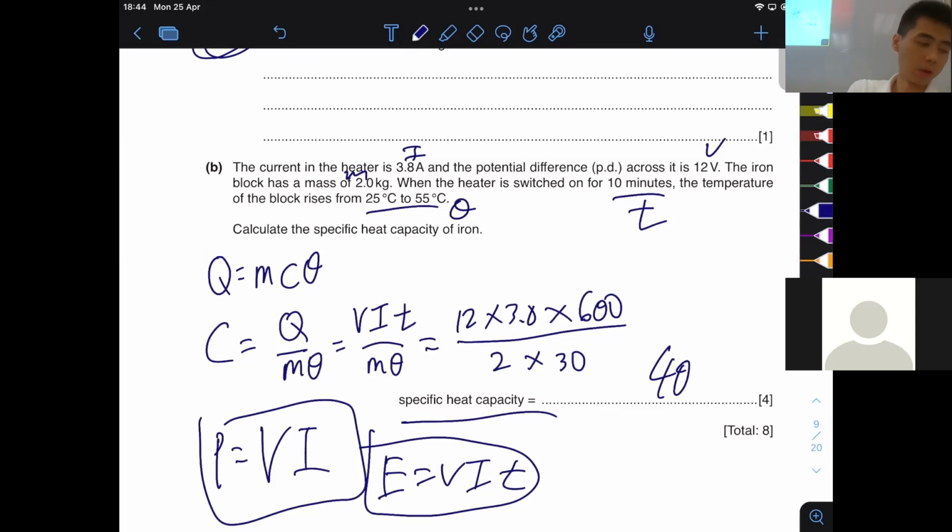I don't know, the mark scheme tells me 450. But press everything in your calculator. Trust your calculator. If it's 456, then it's 456.